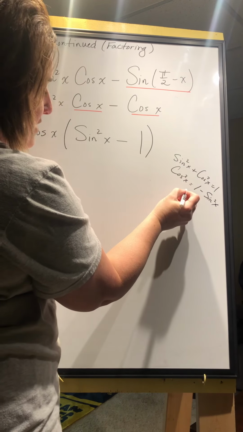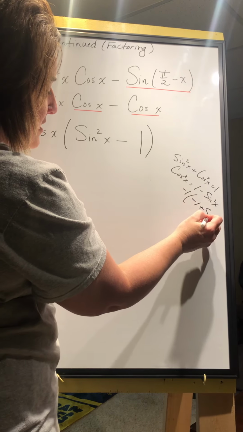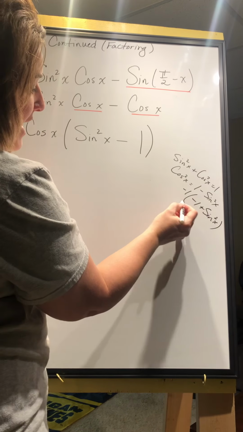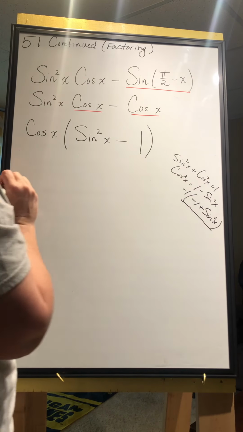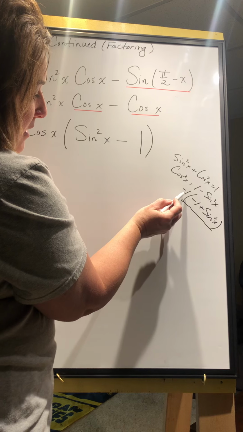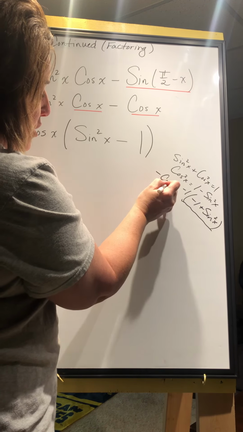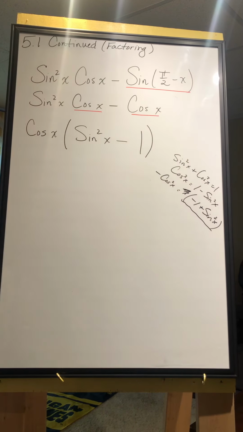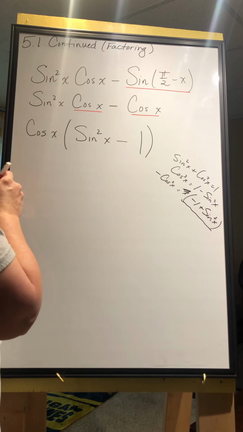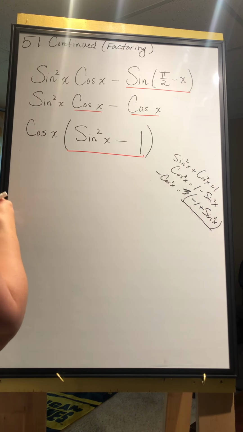Well, if I factor out a negative 1 here, I can make that a negative 1 plus sine squared x. And now I've got this right here. It's just written in a different order. So then I'm going to divide both sides by this negative 1, and I end up with negative cosine squared x equals negative 1 plus sine squared x. So now I can replace this whole set of parentheses right here with negative cosine squared x.